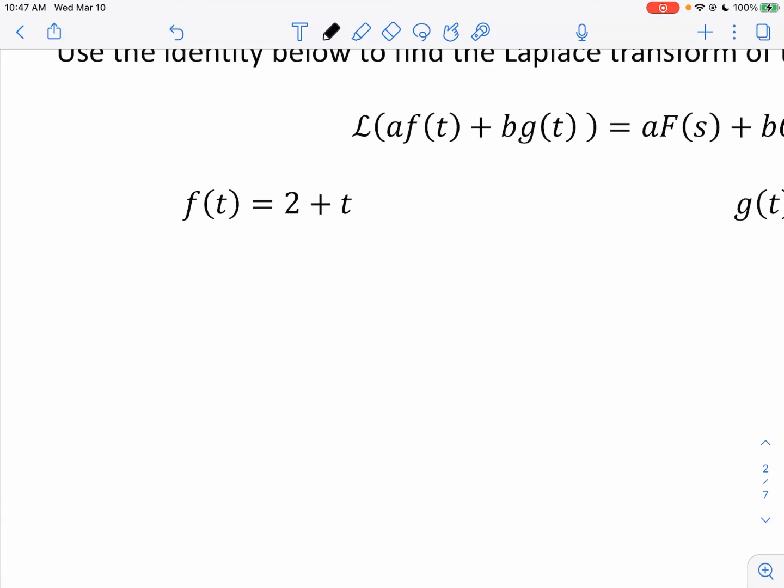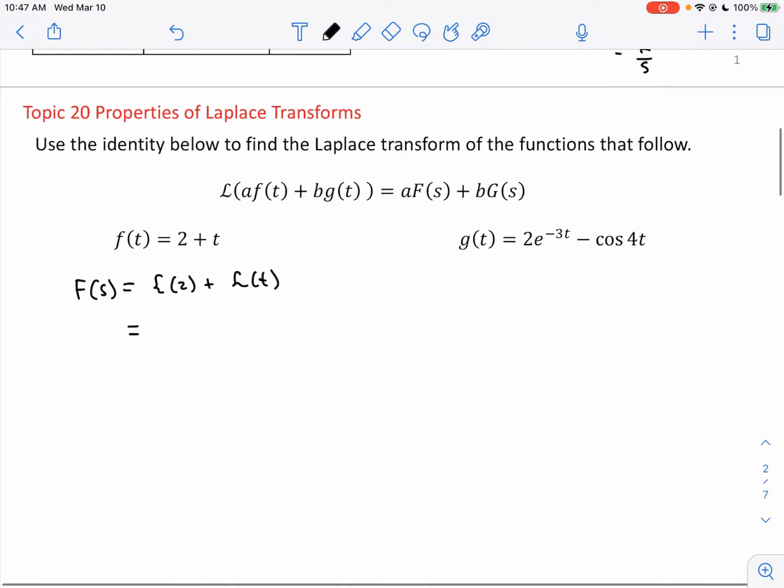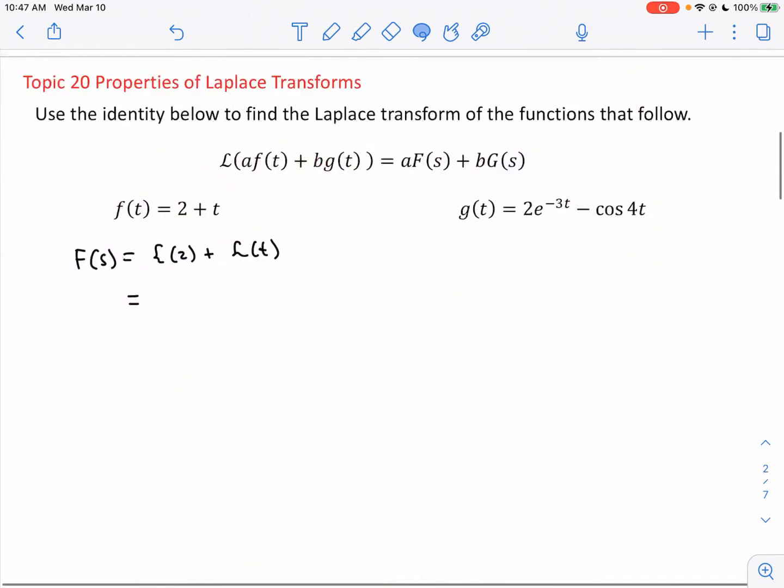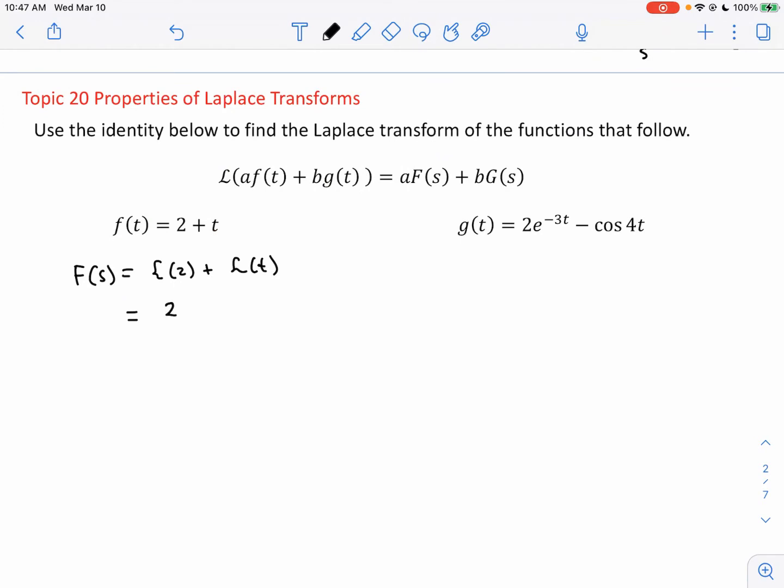Okay, so if I want to find the Laplace transform of 2 plus t. Now, we actually did this last lecture by using the definition of Laplace transforms, but now we're going to do it by using this linearity approach and also using the table, the formulas. So capital F of s can be found by doing the Laplace transform of the 2 and then add that to the Laplace transform of the t. Well, the Laplace transform of a constant is just that constant divided by s. So we'll do that part first.